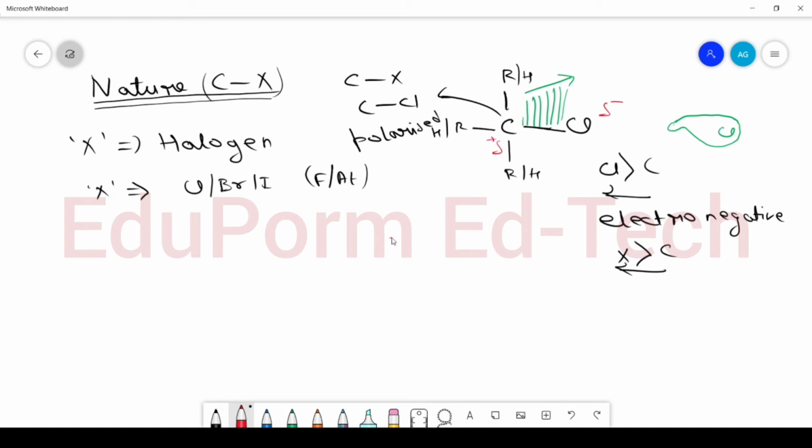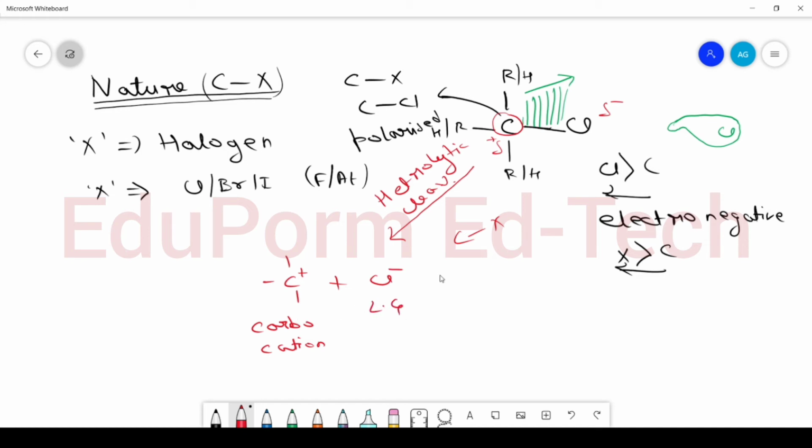And due to the difference in electronegativity, the cleavage that occurs in the C-X bond is heterolytic cleavage. And as we all know, in case of heterolytic cleavage, one species is benefited and one species bears the loss of electron. So here carbon will bear the loss of electron and it will convert into a carbocation intermediate, whereas the halogen will be the beneficiary species and it will be removed as Cl negative, which will be called the leaving group.